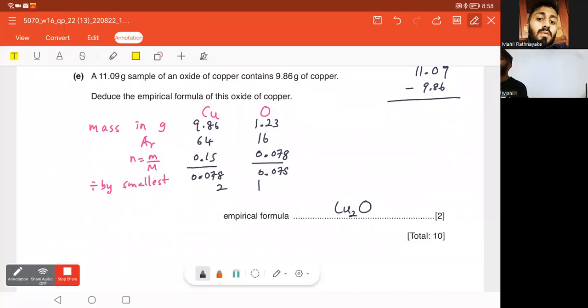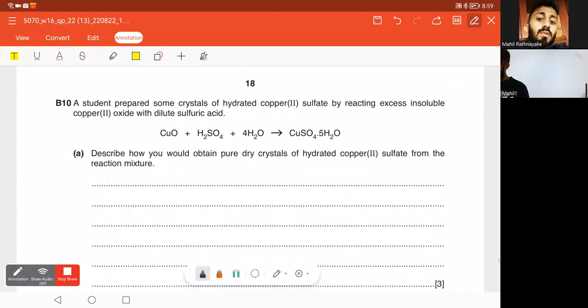Write the name of Cu2O. Copper(I) oxide. If it were copper(II) oxide, the 2 and 2 would cancel. No, copper(I) oxide. Copper valence is 1, oxygen valence is 2. The simplest ratio is 1 to 2, and the 2 comes here. That's how it becomes Cu2O.